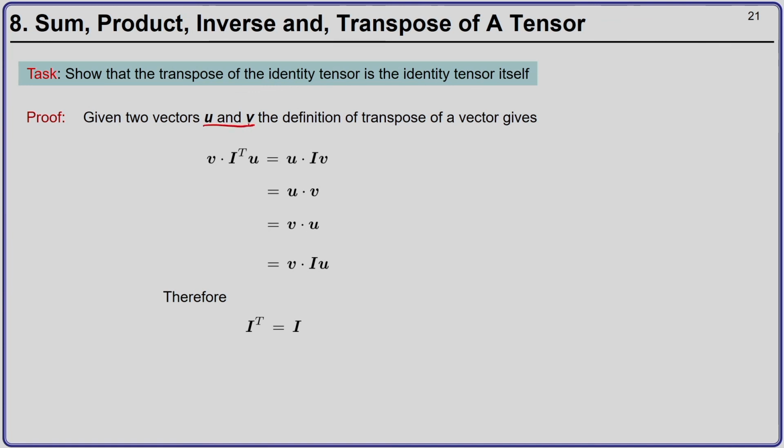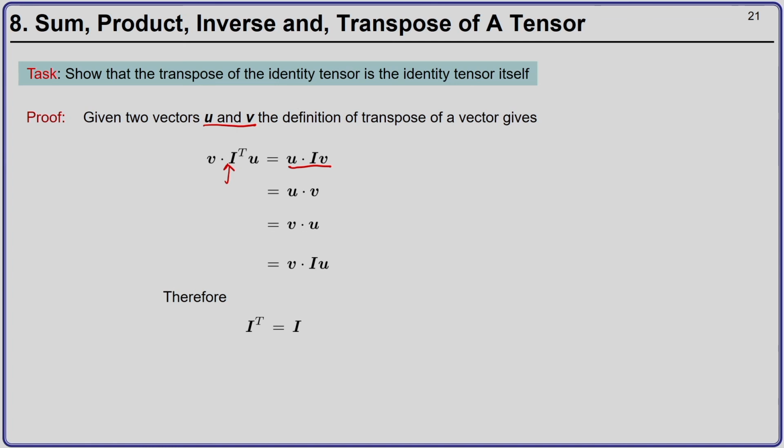Take two arbitrary vectors u and v, and let I transpose be the transpose of the identity tensor. I can write v dot I transpose u, and now using the definition of transpose of a tensor, I can write this expression as u dot I v. This is using the definition of the transpose of a second order tensor.